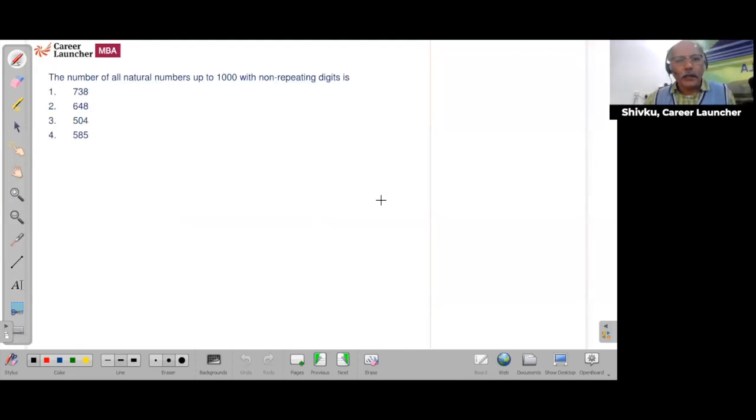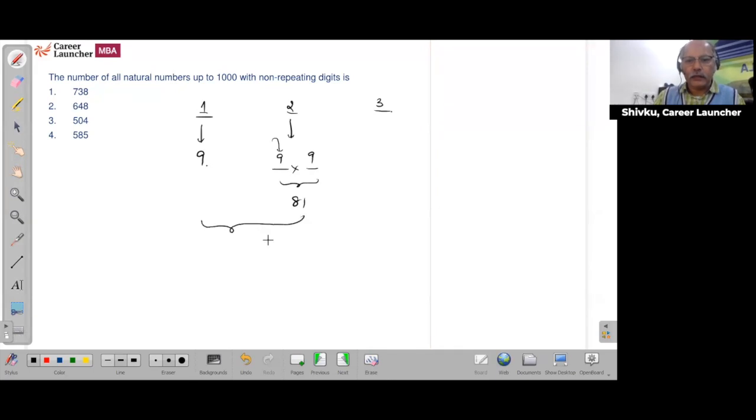The number of all natural numbers up to 1000 with non-repeating digits. Simple. So we have single digit numbers, we have 2-digit numbers, we have 3-digit numbers, right? Single digit numbers, there are 9 of them. 2-digit numbers, I don't want to repeat digits. The first digit can be occupied by any of the 9 numbers. Second digit can be occupied by any of the remaining 9 numbers. So that makes it 81. So we have 90 till now.